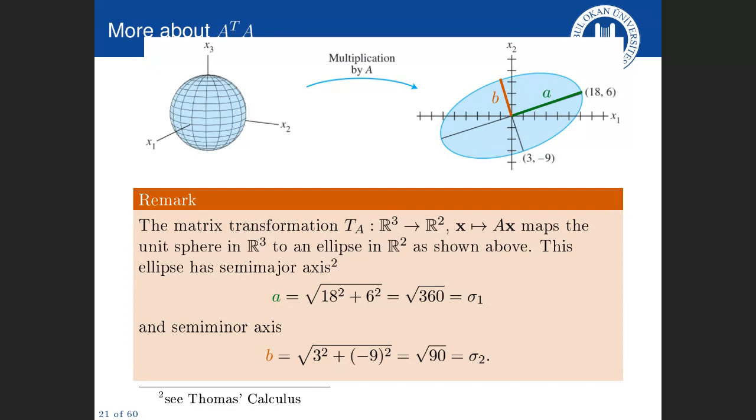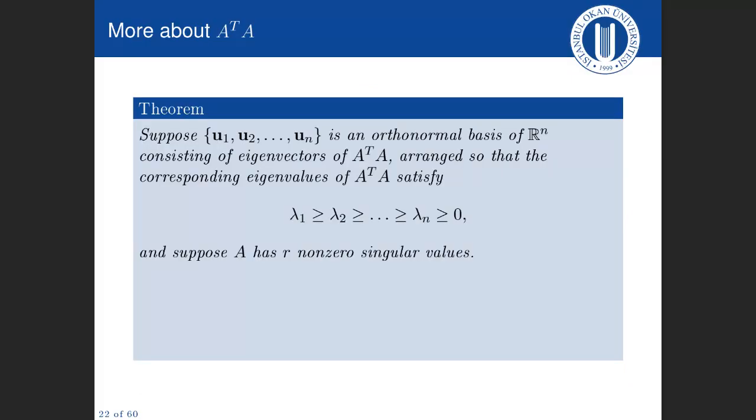Remember, sigma 3 was equal to 0, but that tells us that we're going from a three-dimensional object to a two-dimensional shape. If you wanted to think of this ellipse as existing in three-dimensional space, then its thickness would be 0. Its thickness would be sigma 3. Anyway, that's an idea of what singular values mean, but what are we going to use them for?